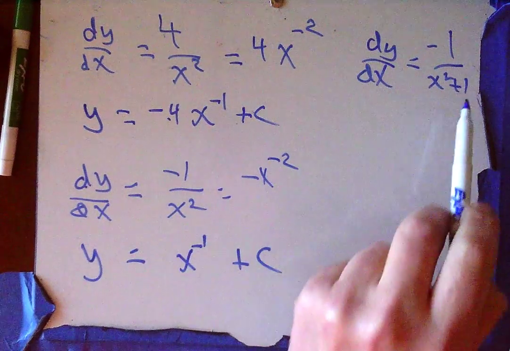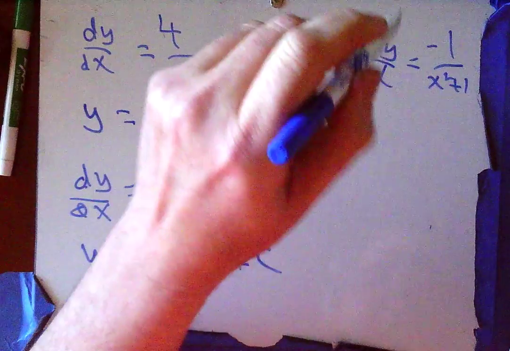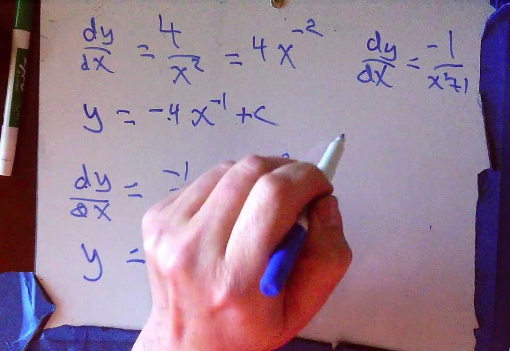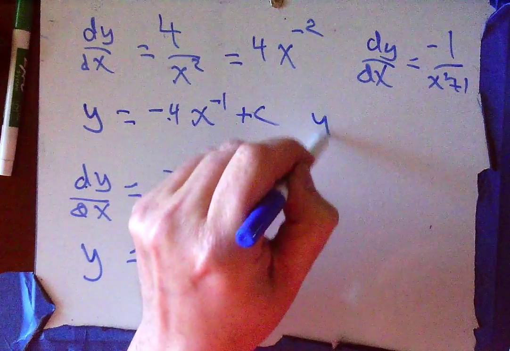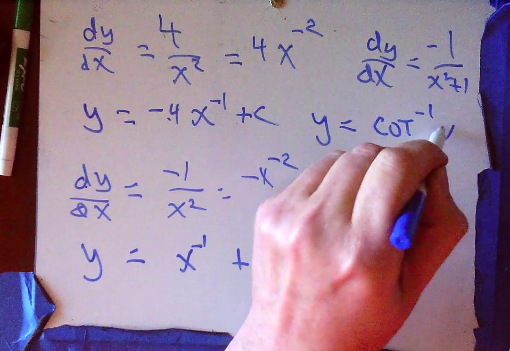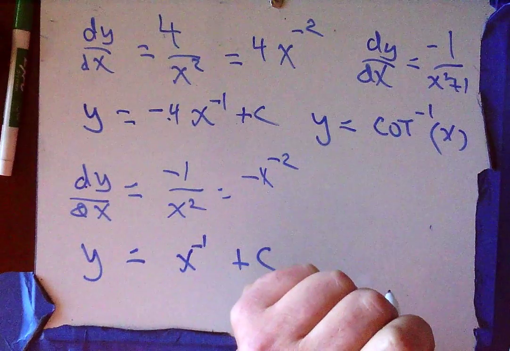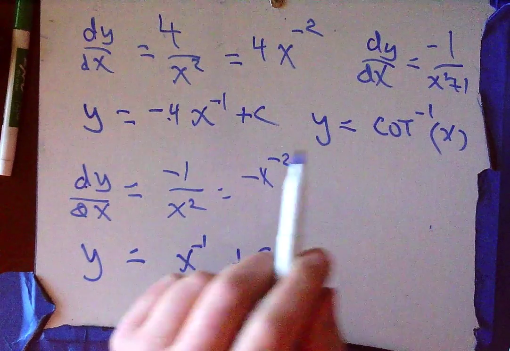Whose derivative is that? We know that this is y equals cotangent inverse of x. And if we didn't know that, you need to get practicing those things again, please.